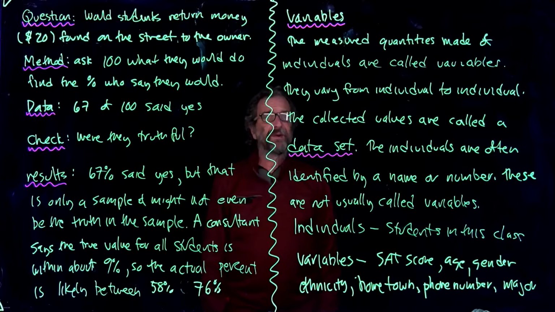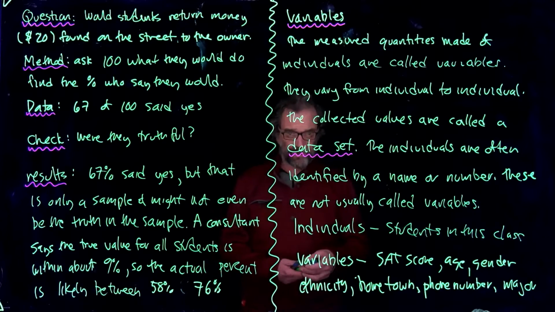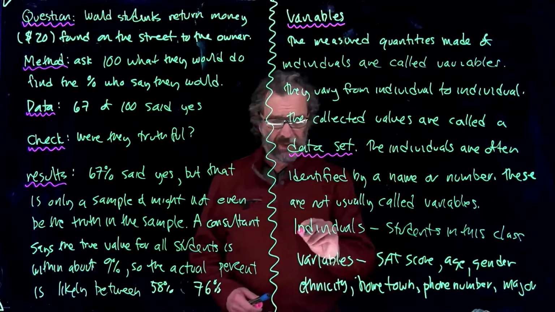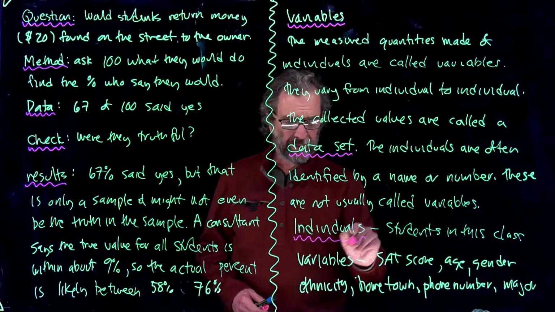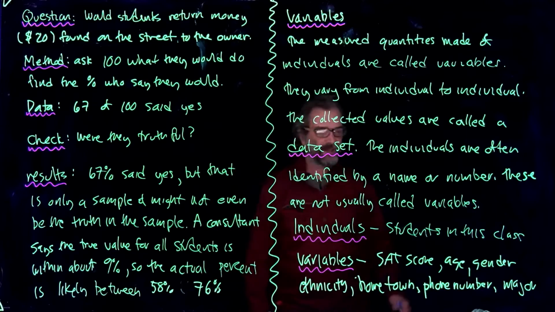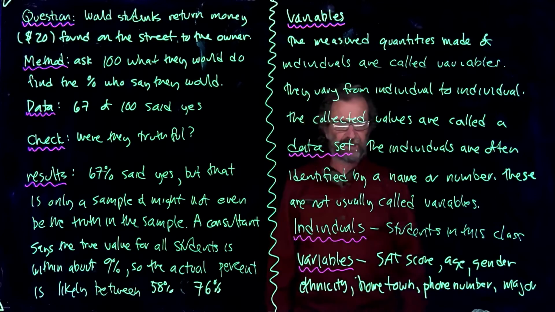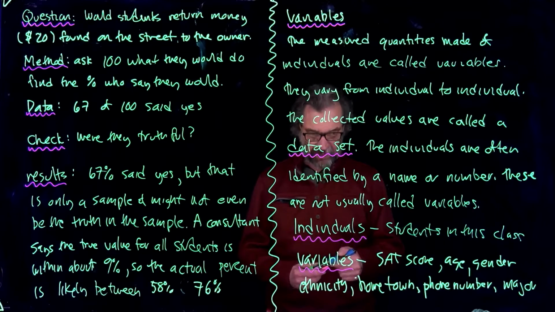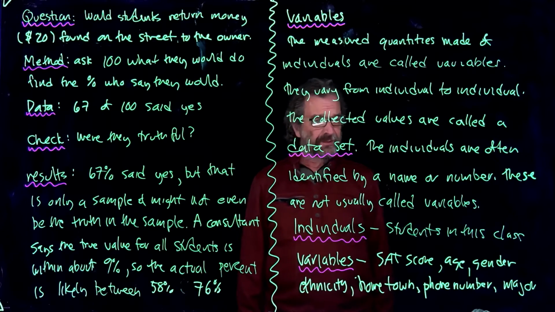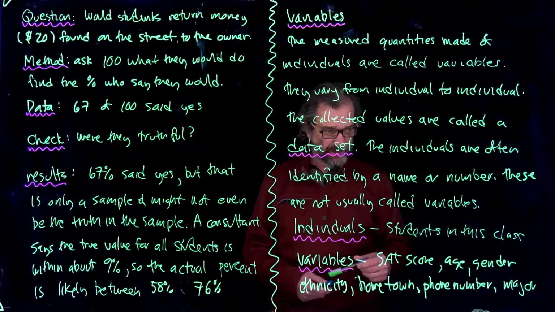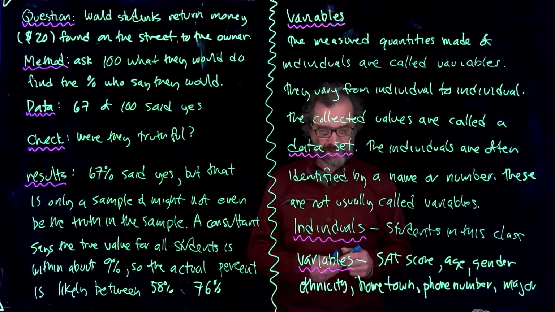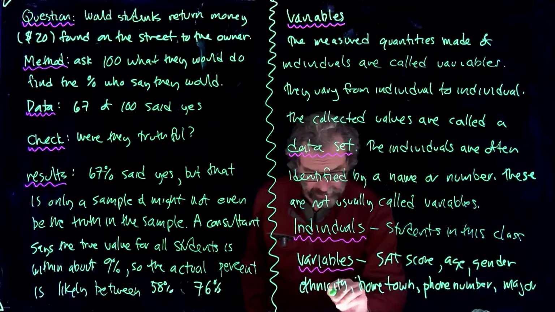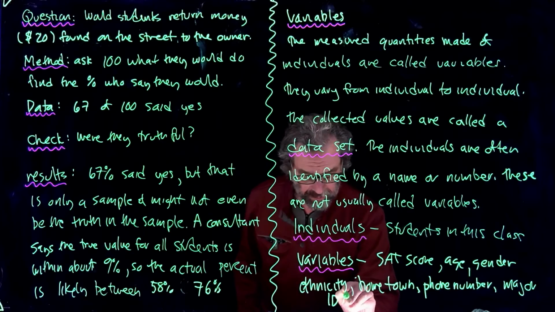So an example of variables, and as usual, we're using as individuals, the students in this class. Possible variables for the students in the class would be SAT scores, age, gender, ethnicity, hometown, phone number, major, anything you could ask them. There's PID number, I guess we still have PIDs. Student ID number, I'll put that here, ID number someplace.